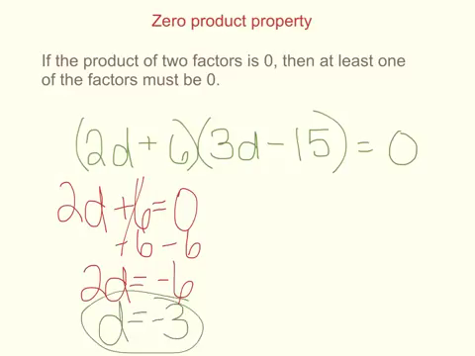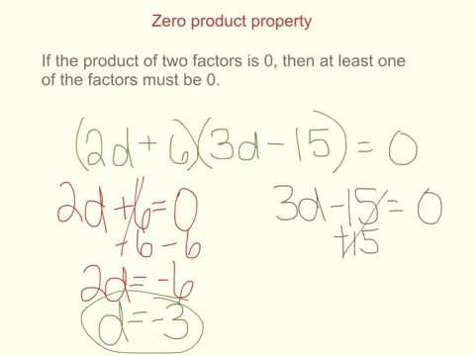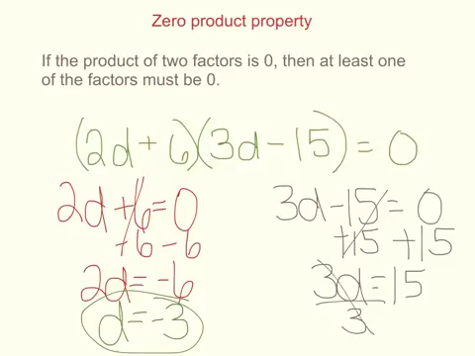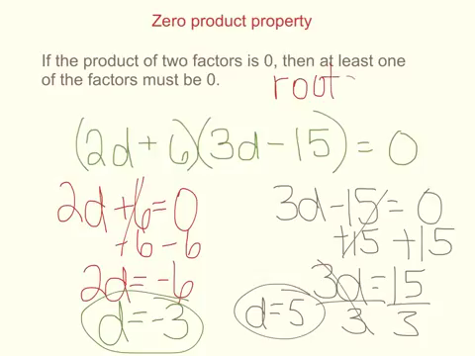And for this equation, you have 3d minus 15 equals 0. You add 15 to both sides. You have 3d equals 15, and then you divide by 3 to get d equals 5. So for your solution, you would actually call these the roots. So the roots for this equation are negative 3 and 5.